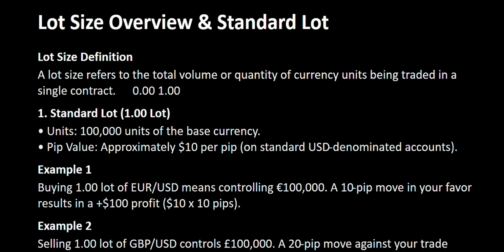For example, buying one lot size of Euro USD means controlling 100,000 euro. A 10 pip move in your favor results in a $100 profit. So this means that every second this market moves, either back or front, if it moves in your favor, you are counting $10 per move. Imagine taking a lot size where your account is either getting $10 profit per second or getting deducted $10 per second.